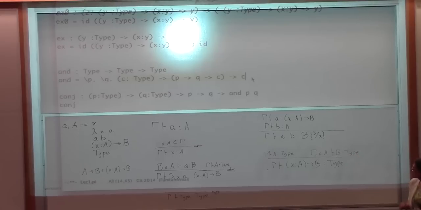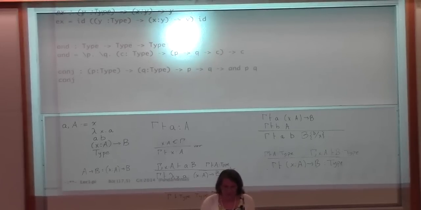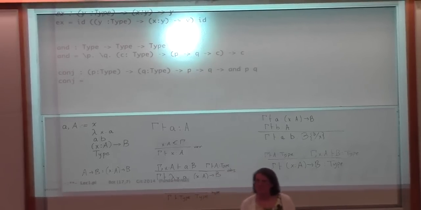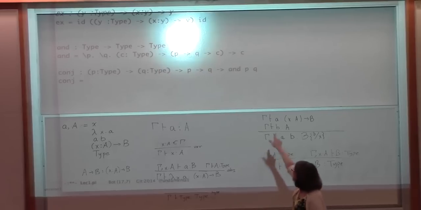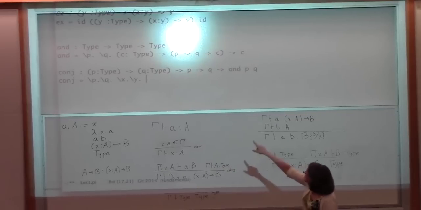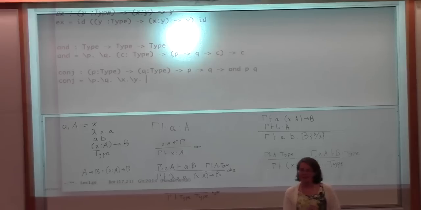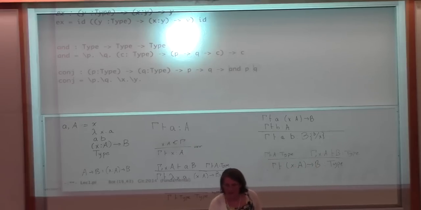Okay, but let's just finish out this definition. What is conjunction? What's the definition? We want to introduce something that has an AND P Q type. And just looking at that type, we know that we need P, we need Q, we need X of type P, and we need Y of type Q. We need all these things, right? We have the type of conjunction that says we need 4 arguments. How do we take these 4 arguments and give us something that is AND P Q? That's this type.